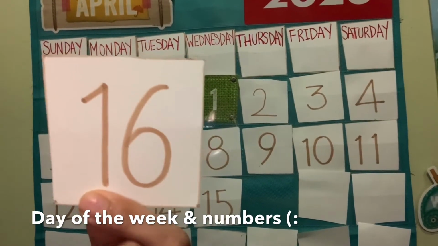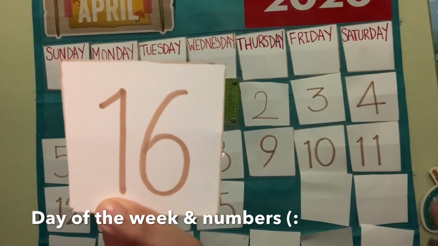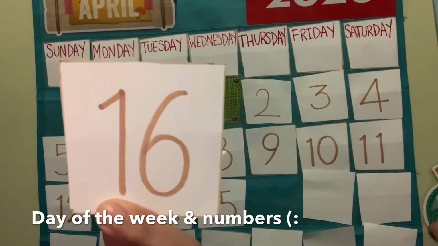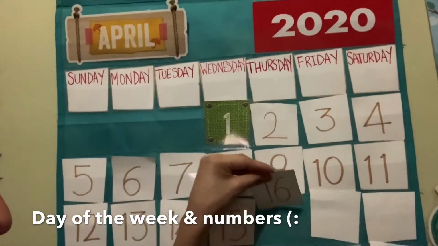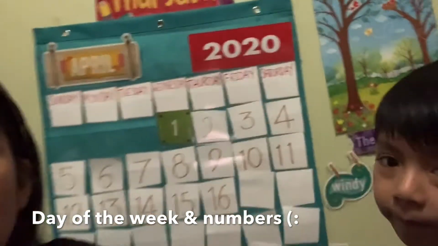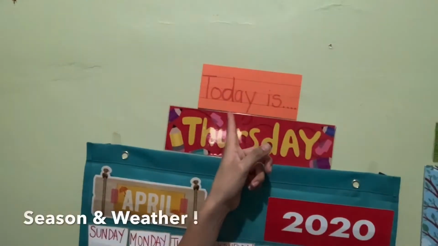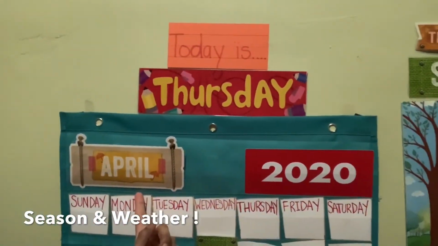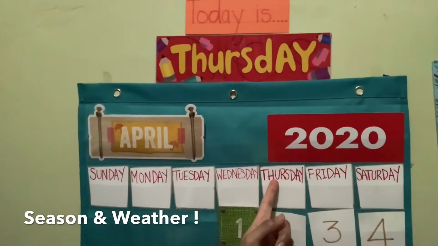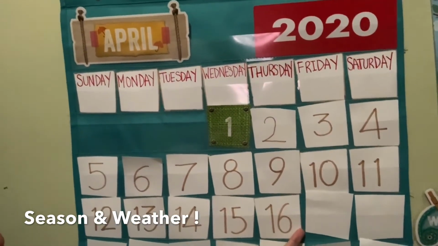Now we see two digits. Don't forget, we see the number 1 and the number 6. So these two digits are making up the number 16. Excellent, boys and girls. You guys are doing an amazing job. Now I'm going to say our day. Today is Thursday, April. Then we got to go down here, Thursday, because it says Thursday. 16. April 16th.